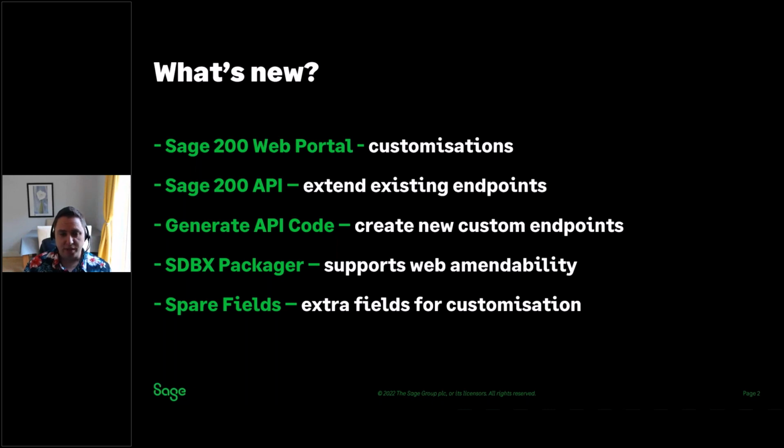Changes to the actual API itself: you can now extend existing endpoints to include new custom fields for the first time. And you can also generate API code, allowing you to create your own custom Sage 200 API endpoints for new persistent objects using custom generated ones in the Sage Object Store Builder. With that, the SDBX packager has now been improved to support web amendability, including the deployment of additional file types and the creation of web portal feature targets too.